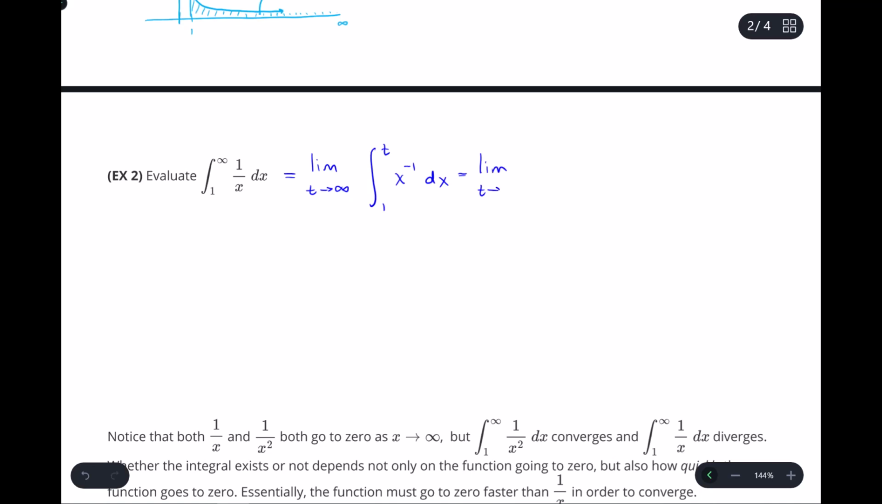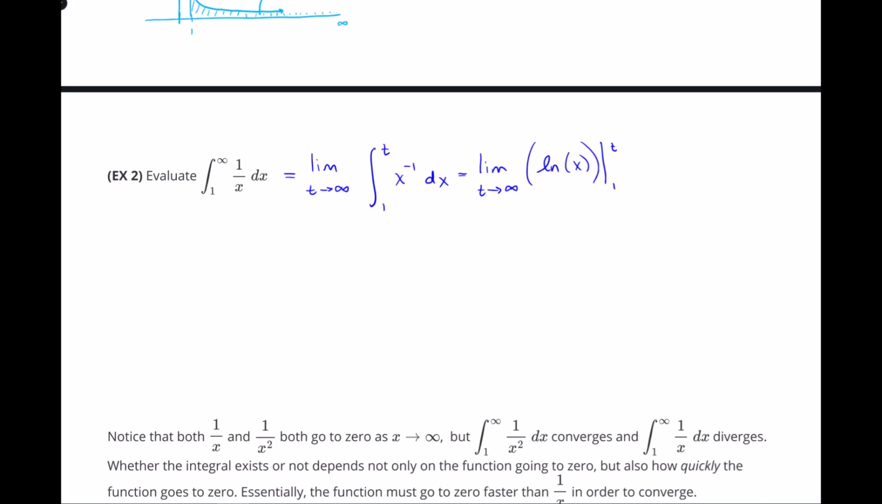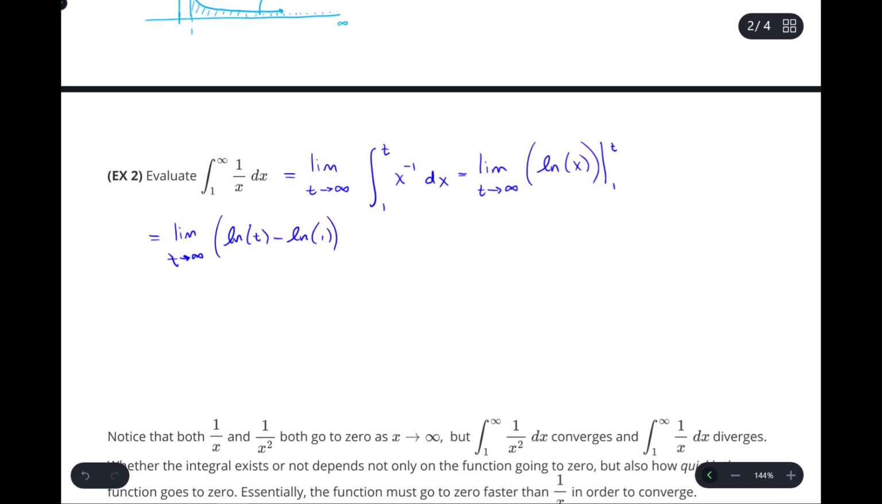So this is the limit as t goes to infinity of the natural log, and it's technically the natural log of absolute x, but all of my values are from 1 to positive infinity, so those are all positive anyway, so we don't need to worry about the absolute value in this case. Okay, so now I am evaluating the natural log of x from 1 to t, so it's going to be the limit as t goes to infinity of the natural log of t minus the natural log of 1.